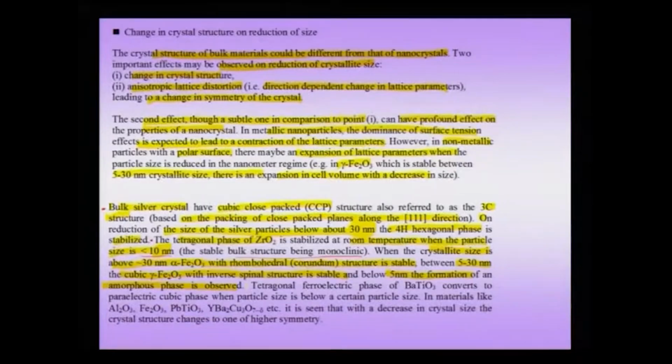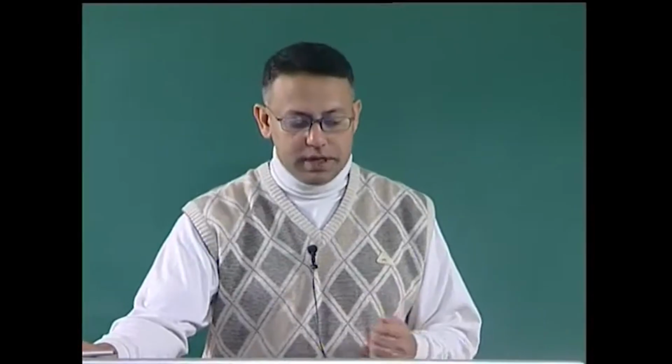Above 30 nanometers, it is the rhombohedral structure which is stable. Between 5 and 30 nanometers, it is the cubic phase which is stable with an inverse spinel structure, and below 5 nanometers, the amorphous phase is observed. Is it truly stable or not is a more profound question, and we are not taking it up here, and further studies may be required to see if an amorphous structure can be stable relative to a crystal structure. The issue involved here, of course, is how many unit cells we have to put together before we can say that long range order has been established.